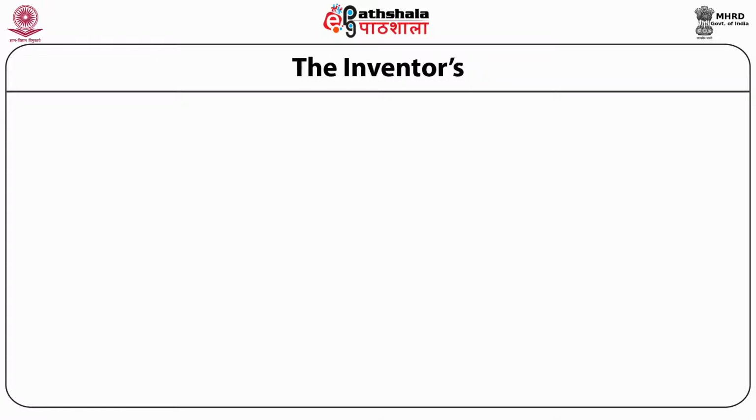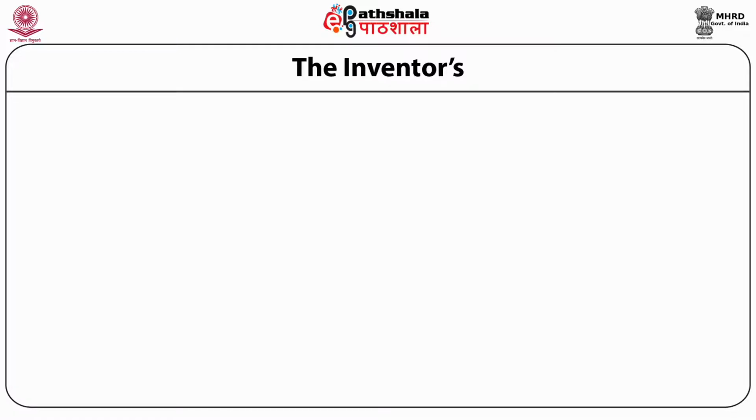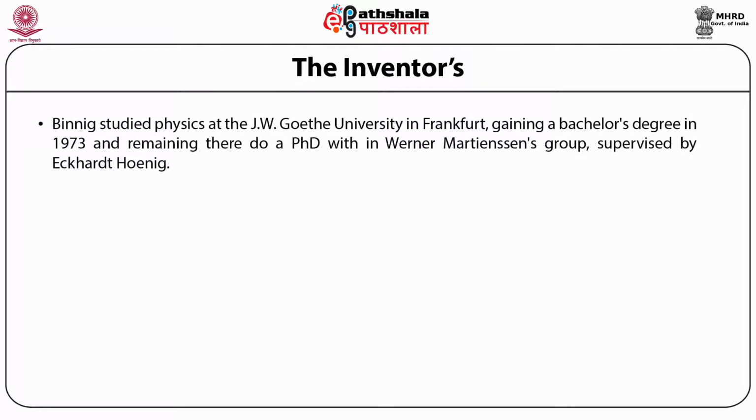The inventor, Gerd Binnig, born on 20th July 1947, is a German physicist who won the Nobel Prize in Physics in 1986 for the invention of the scanning tunneling microscope. Binnig studied physics at J.W. Goethe University in Frankfurt, gaining a bachelor's degree in 1973 and remaining there to do a PhD in Werner Martienssen's group, supervised by Eckhard Hoenig.